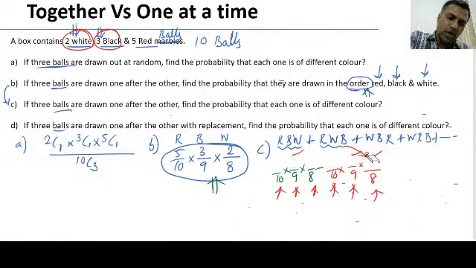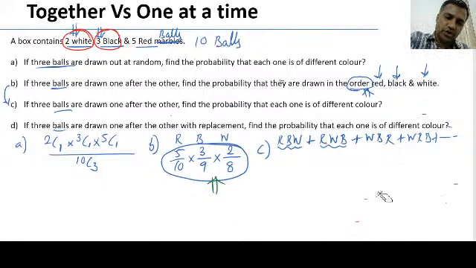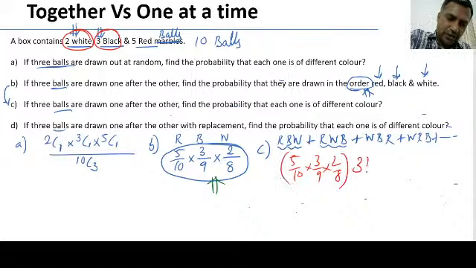So therefore what you do? What is the difference between this first question and the second question? In the second question, you still write 5 by 10, 3 by 9 and 2 by 8, but you would have multiplied this by 3 factorial. That's the difference. Why? Because these three, R, B, W, can come in 3 factorial ways.